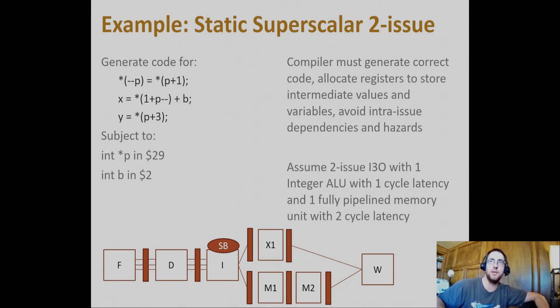Some functional units are not pipelined, then they would not be able to take a new instruction every cycle. So if it was not a pipelined memory unit with a two-cycle latency, we would not be able to put memory instructions into M1 every single cycle. We'd have to wait one stall cycle after every instruction that we dispatch to the M pipeline unit. For the most part in this class, I think I'm going to stick to fully pipelined units. And I'll try to be very explicit whenever I get away from that.